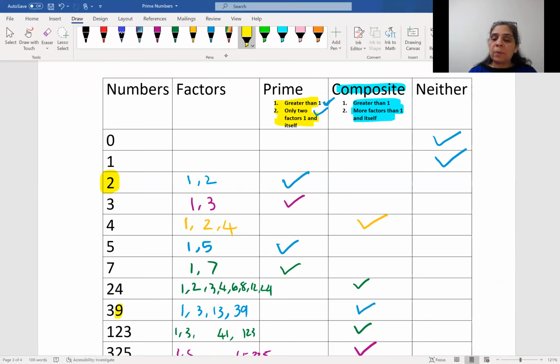In the next video, I will try to prepare, from 1 to 100, how we will determine if it's prime or composite. It's very easy. We will fill up the whole chart.